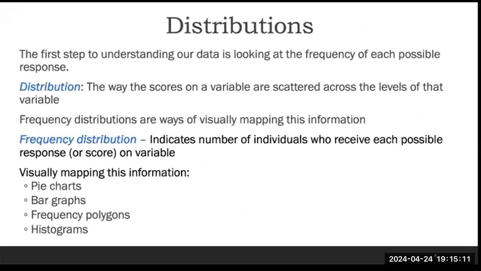So when you have data, now we're talking about interval ratio scale data, you want to present it to people in a way that's easy for them to understand. There are different ways we can do that, and we call it a distribution. A distribution is the way that scores on a variable are scattered across levels of that variable. I'll show you what that looks like.